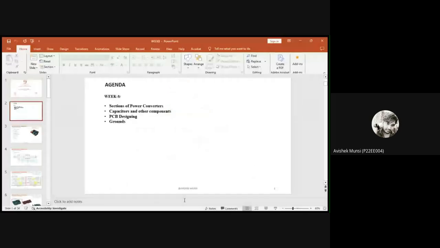Regarding the design of power electronics, today our agenda is to see the different sections of a power converter. Taking a particular power converter, we will see its different sections and what parts a power converter has. We already discussed all the different aspects of designing a power converter, and today we will see how the converter works, how it looks, how the converter behaves, and finally we will discuss briefly how to design a PCB.